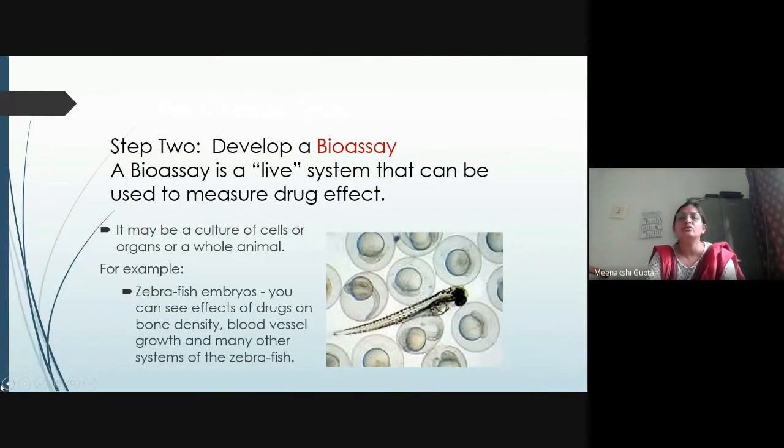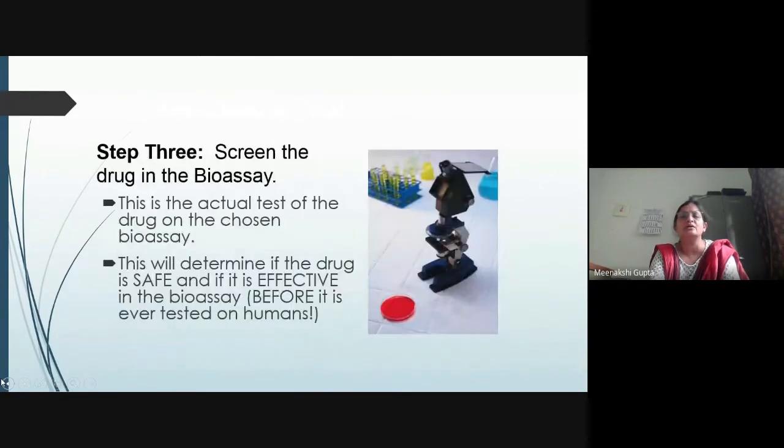Okay, so we use different types of bioassay. These are the assays where we do the testing on the biological system. It can be animal, it can be cells, it can be organs. So different types of studies can be done through biological assay.